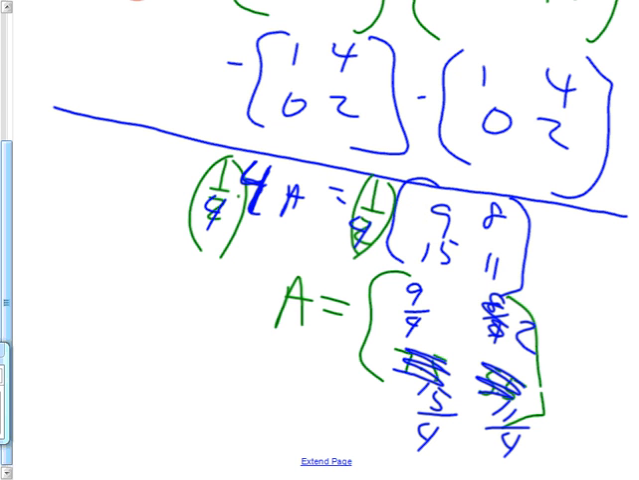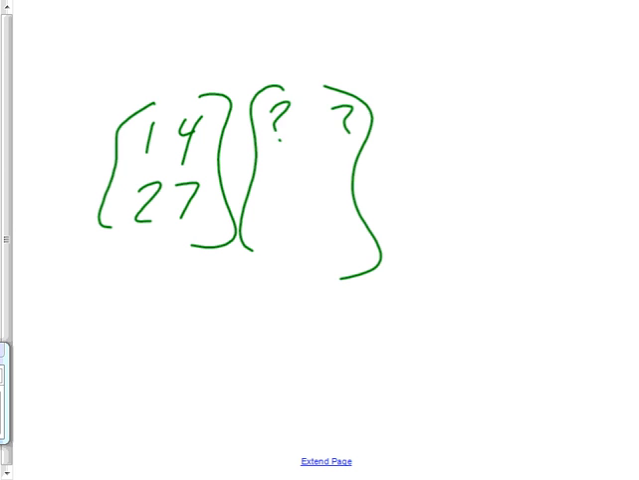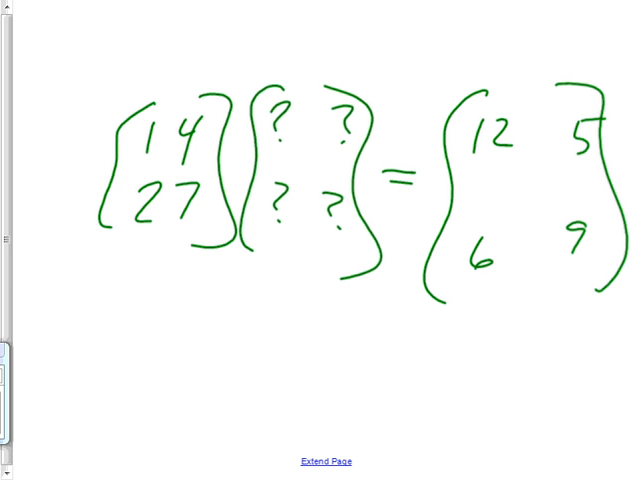So I'm saying I get that you might just want to divide this in your head, but when you are asked a question about it, you can't say, oh, I should divide my matrix by blank. You can't divide matrices, but you can multiply by their inverse. That comes up when you see this problem. Here's a matrix, 1, 4, 2, 7. Here's a matrix with unknowns, and it equals this matrix, 12, 5, 6, and 9. You can find out the numbers that are in the question mark spots. How? You got to do inverses.